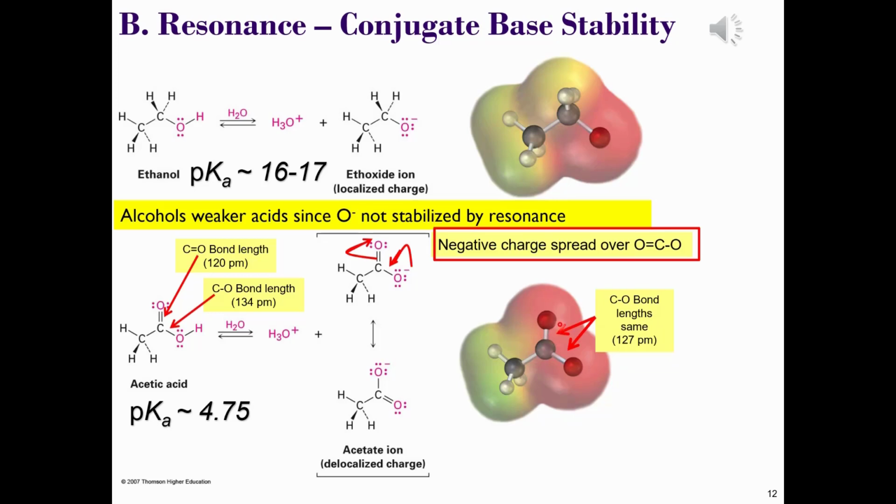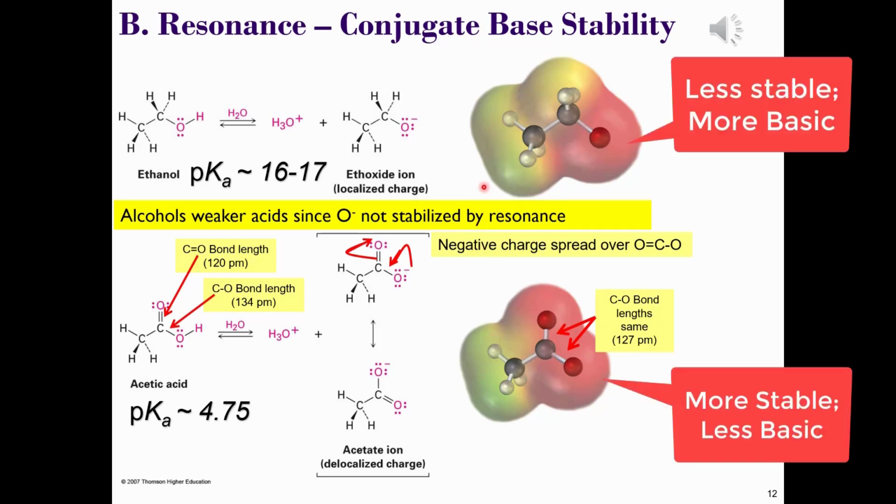By delocalizing the charge over these two atoms, this makes the conjugate base acetate far more stable than the corresponding ethoxide anion. Let's have a look at another example.